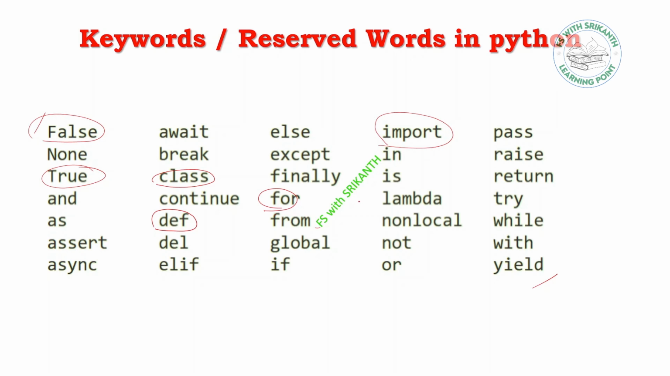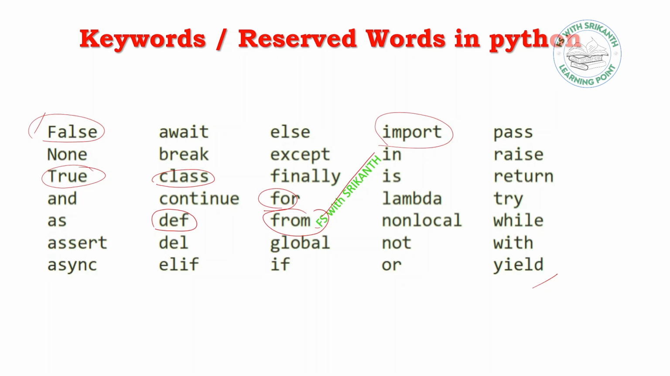Import and from are used for importing modules and packages. Try, except, and finally are used for exception handling. And, or, not are used for boolean operations. True, False, and None are used for representing boolean and null values.